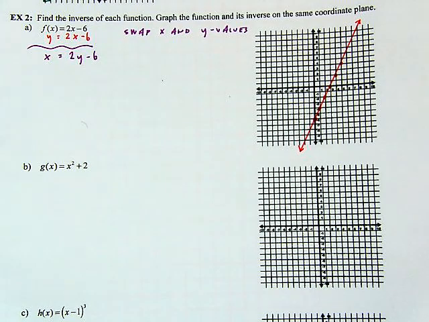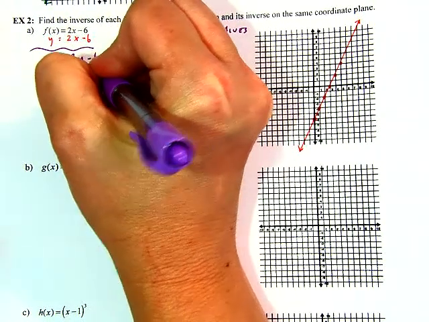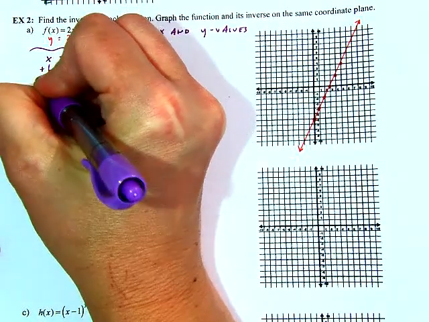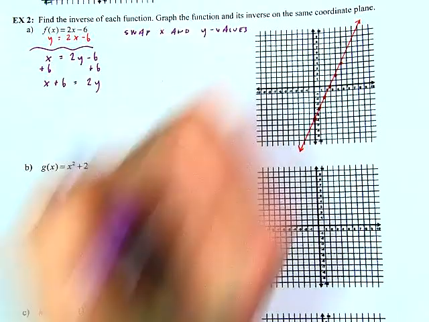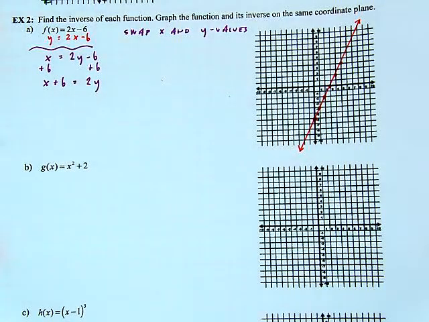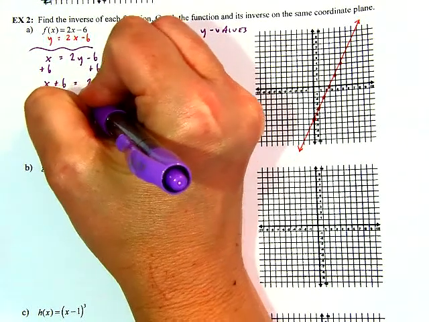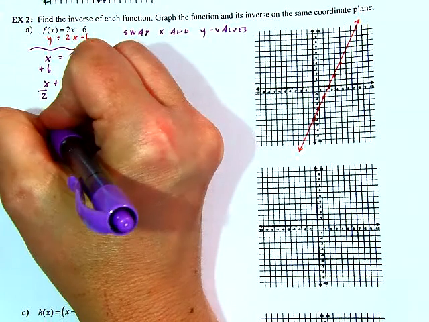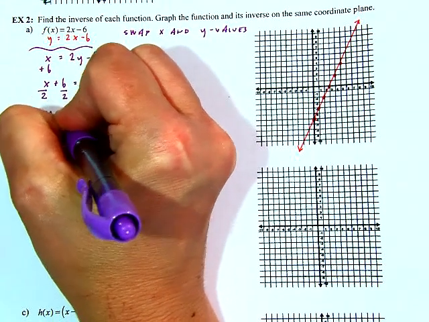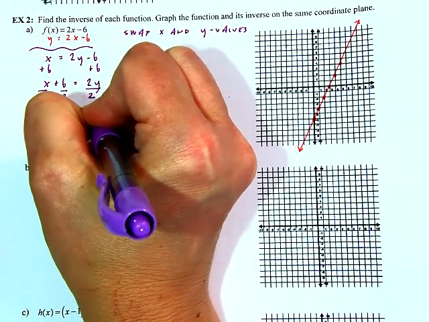I'm going to add the 6 over to the other side. x plus 6 equals 2y. I'm trying to get that y all by itself, so I want to divide each term by 2. Now I have y equals x over 2 plus 3.